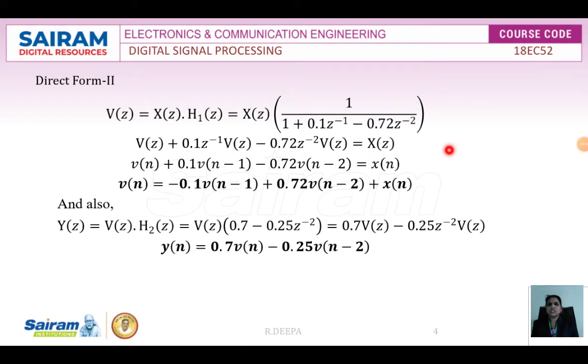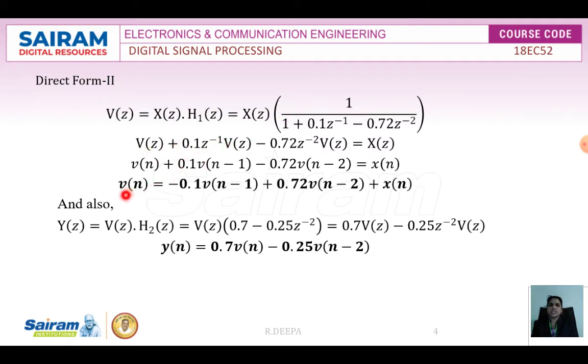Next, to realize the direct form 2 structure, we are going to segregate the entire h of z as h1 of z into h2 of z. As already discussed, v of z can be written as x of z into h1 of z. That is, the first transfer function h1 of z is equal to v of z divided by x of z, which represents the polynomial related to the poles of the transfer function. So equate to this, cross multiply and take the inverse Z transform.